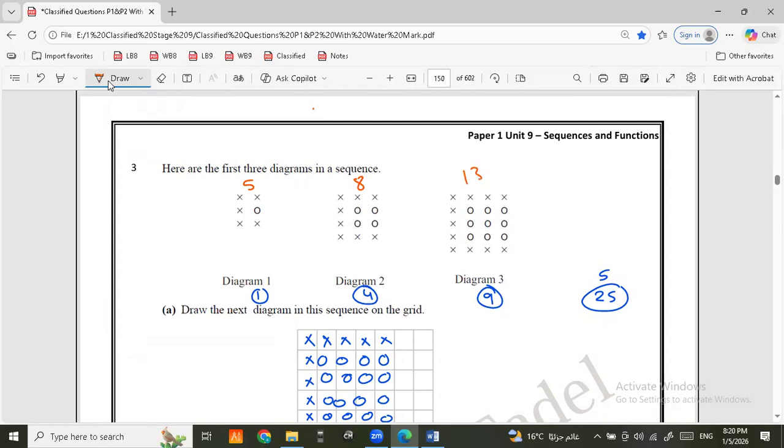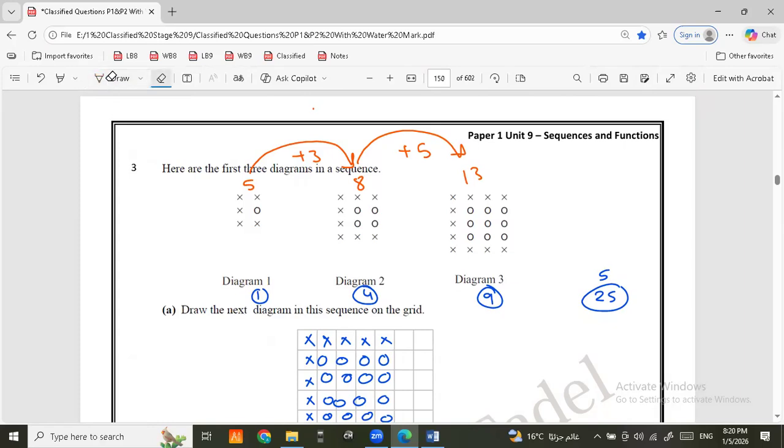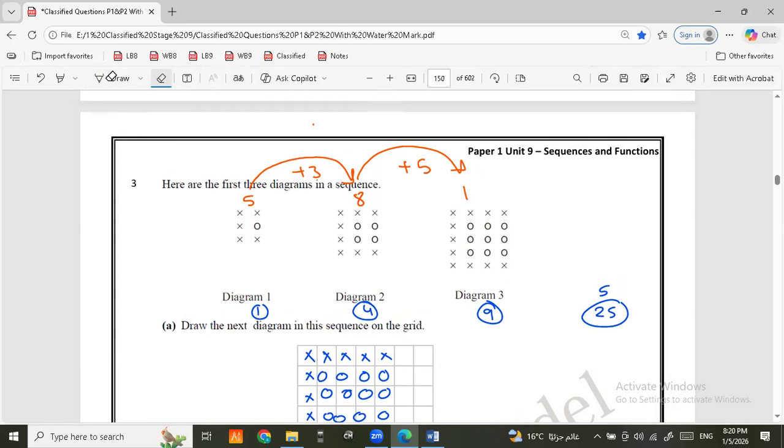So what is happening every time? Here, I added 3. Then here, I added 5. Wait a second. Here, 1, 2, 3, 4, and here is 8, and I've got here 3. It is 11. Sorry, it is 11. So I added also 3. So what is happening every time? I'm adding 3 every time.